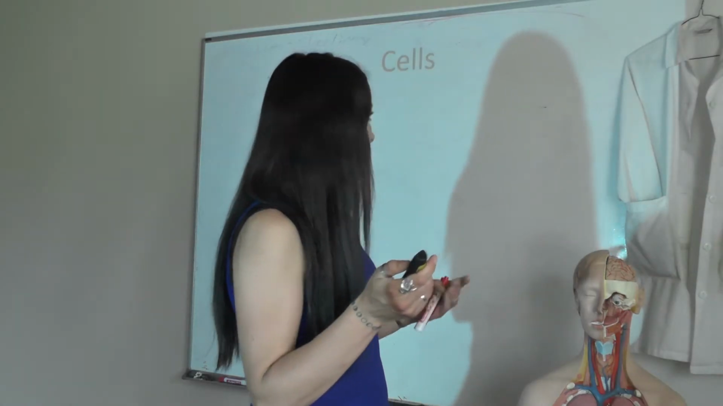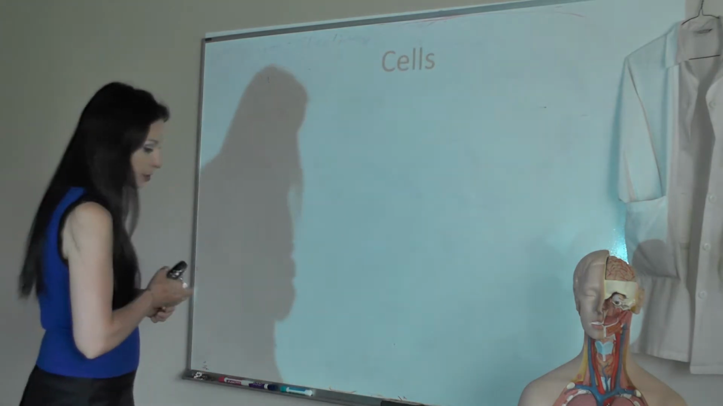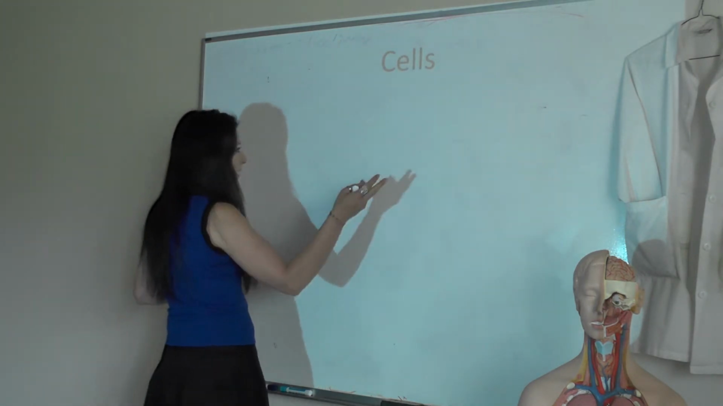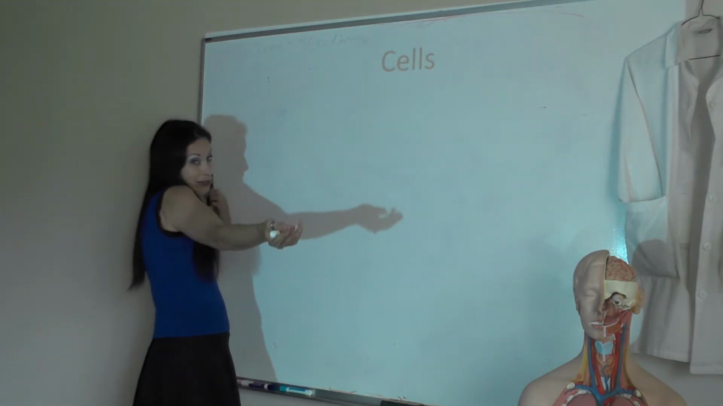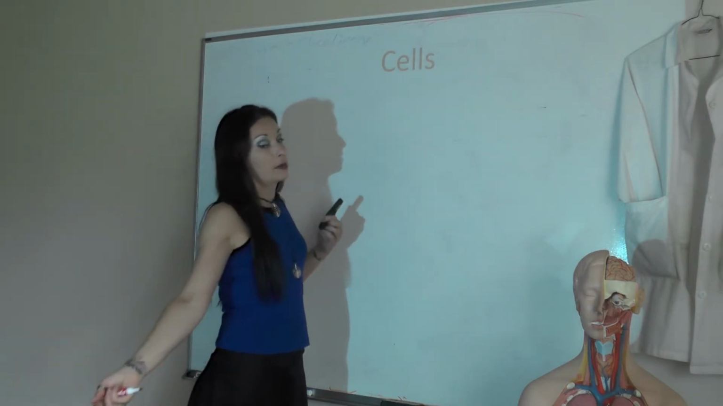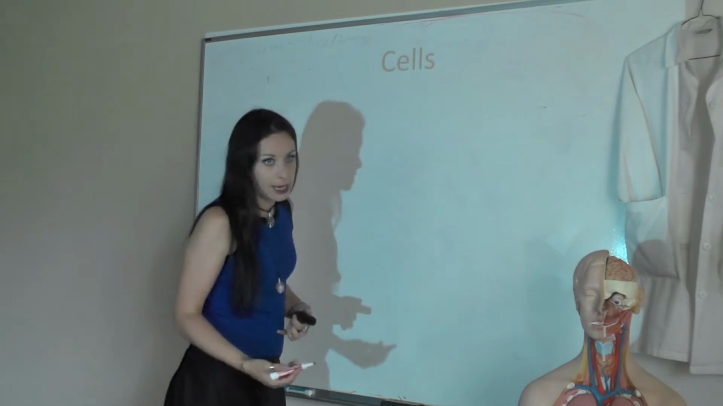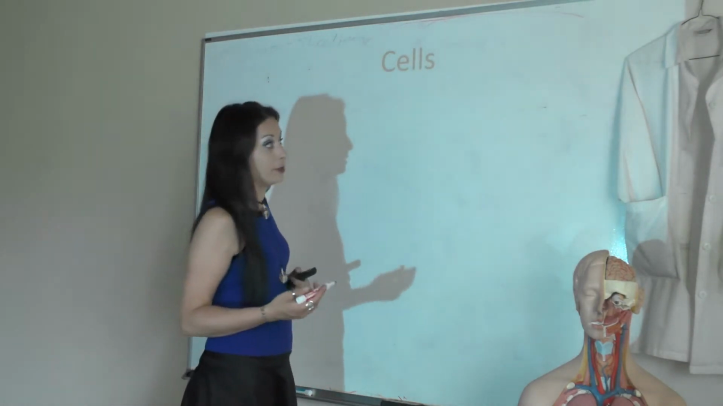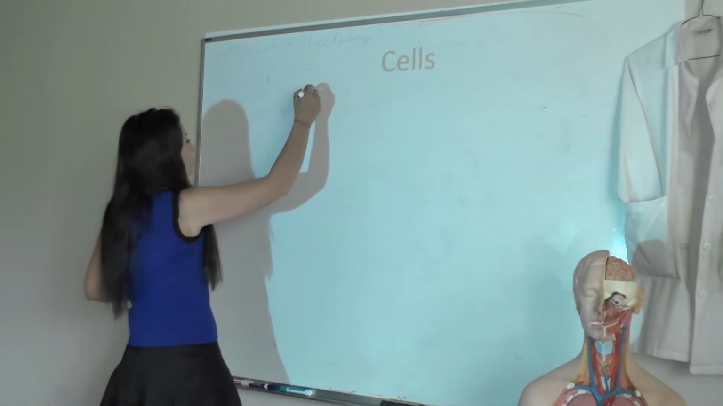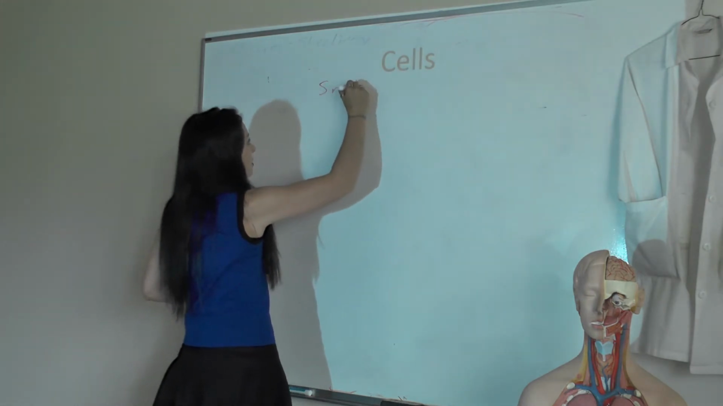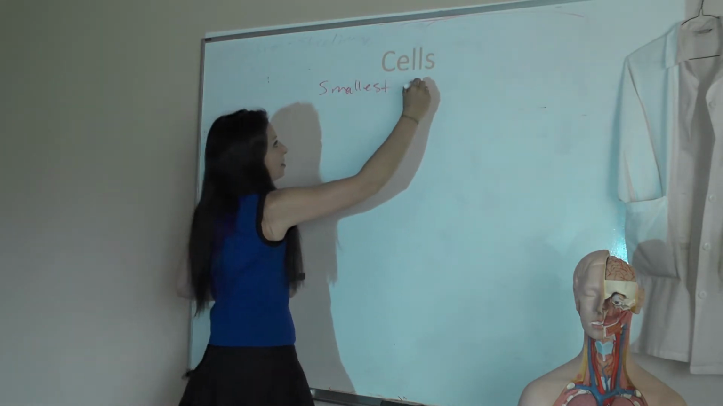So let's just go ahead and talk about cells. Cells are the smallest unit that display all of the living characteristics that are required for things to be classified as alive. They maintain boundaries, they metabolize, they excrete, they do stuff. So cells, these are the smallest living units.